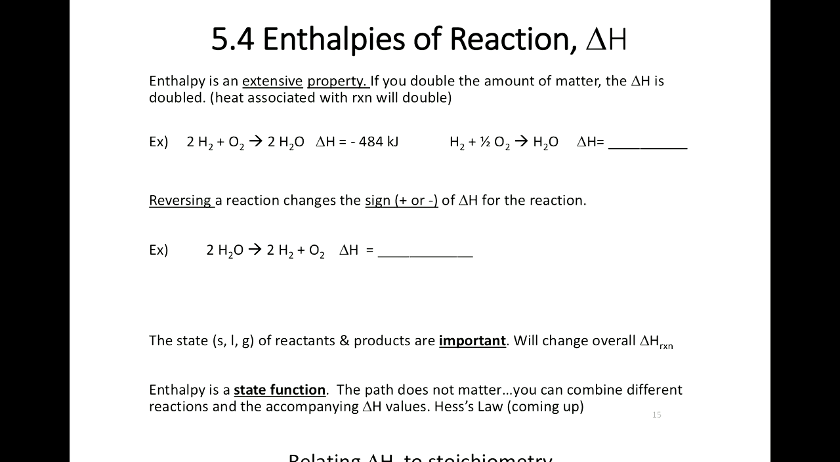I'll introduce to you a new kind of equation. We did balancing equations in chapter 3, but now we're adding this energy component into it. So we can actually add that delta H component to a balanced chemical reaction. This is called a thermochemical reaction, where we add this delta H component.